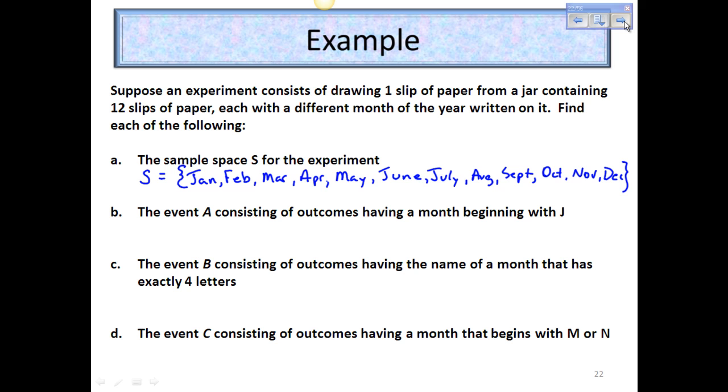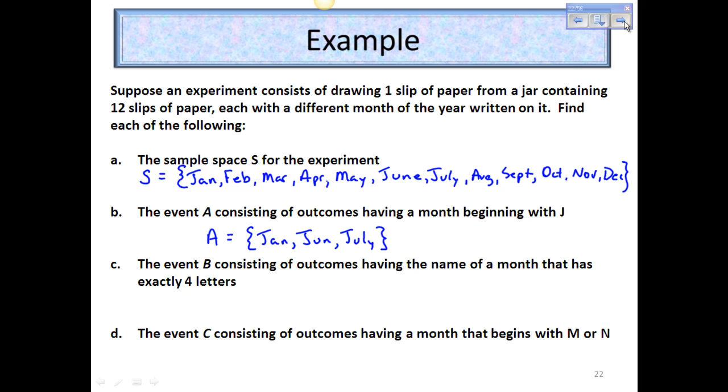So the event A consisting of outcomes having a month beginning with J. So we're going to find each of the following. The event A consisting of outcomes having a month beginning with J. So our event A consists of January, June, and July.